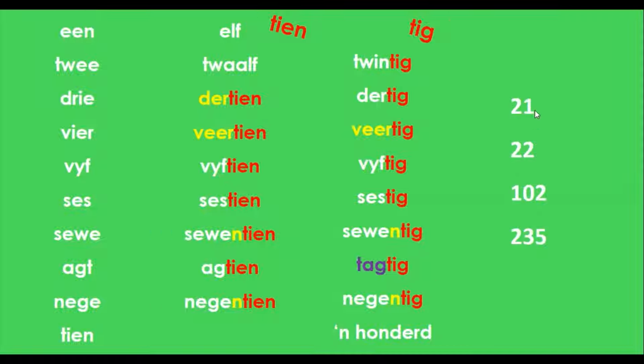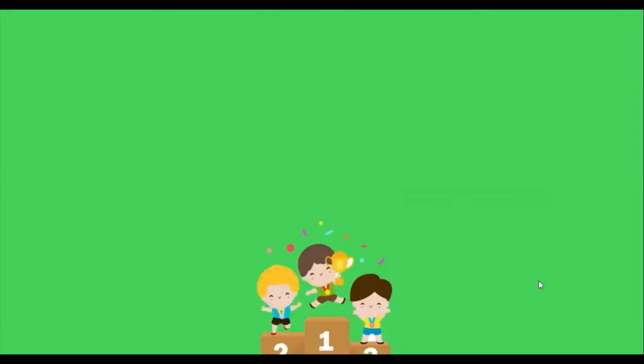Now, in English, we start at the number in front, and then we go to the one after it when we are reading the number. So 21. But in Afrikaans, we start with the second one, or the last one, and we go to the front. 21, 22. When we have hundreds, we start with the 100 first. 102. 235.